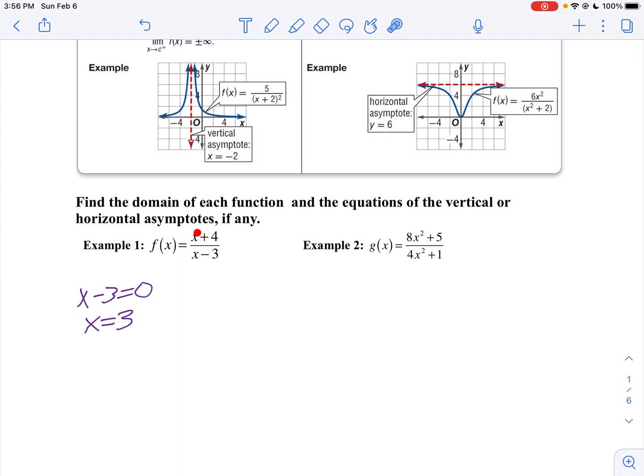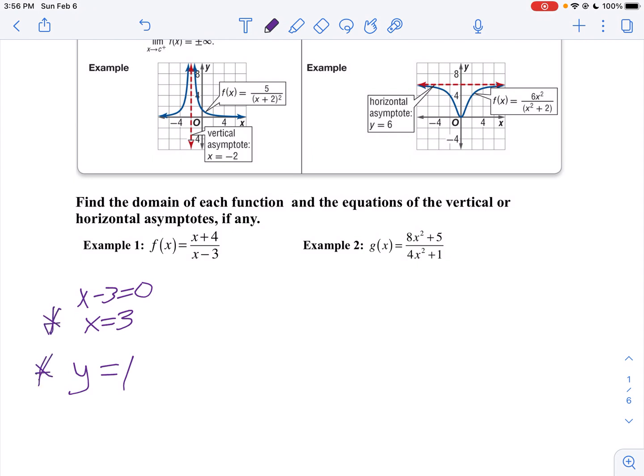What happens as x gets really, really big? Well, essentially I've got infinity, because if we take a really big number and add 4, you get a really, really big number, all over the same number. If I take a really, really big number and subtract 3, I've still got a really, really big number. So in other words, my horizontal asymptote is going to be at y equals 1. So here are our two asymptotes.